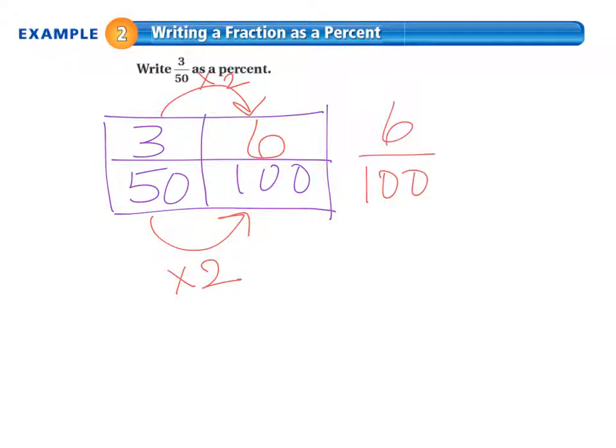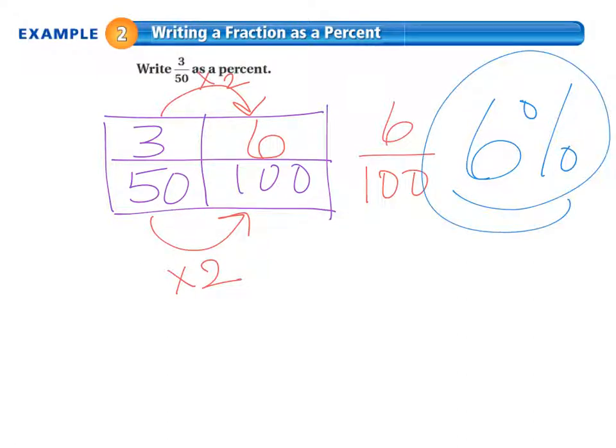That doesn't give me my percent though. I need to take it one last step further. If my part to whole fraction is 6 over 100, that means my percent is 6%, which is my answer, because it says write it as a percent. This ratio table again is just a tool to get me that percent.